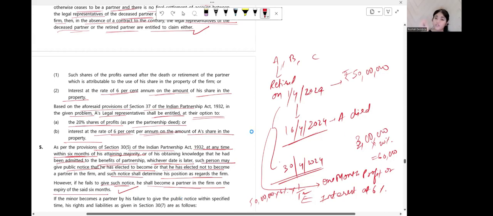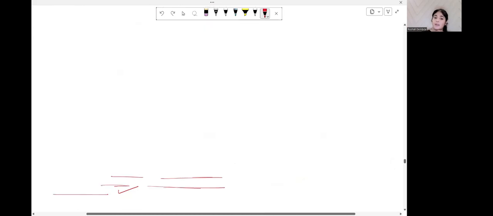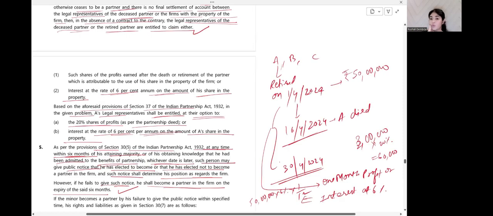So if you don't give the notice, you will be considered as the partner because 6-month time period was given. That is not a less time period. That is a good amount of time that is given for a minor to inform whether he wants to become a partner or not. If the minor does not inform, it will be deemed. Deemed means it will be considered, it will be assumed that you are going to be the partner of the firm. Even though you did not want to, you did not deny, you didn't give a public notice that I don't want to be the partner. So you will be considered as the partner of the firm.